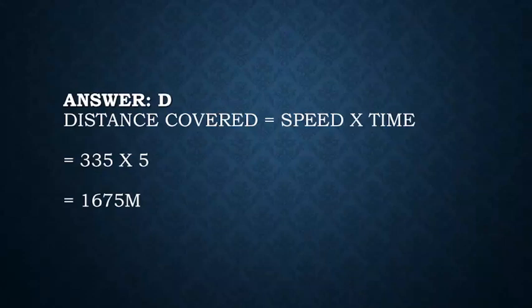Distance covered is equal to speed times time. Normally speed is equal to distance covered over time, but since it's distance we are looking for, we make distance the subject, and then substitute for speed, which is 335, and the time, which is 5 seconds. After multiplying, we have 1675 meters. That's the answer, D.